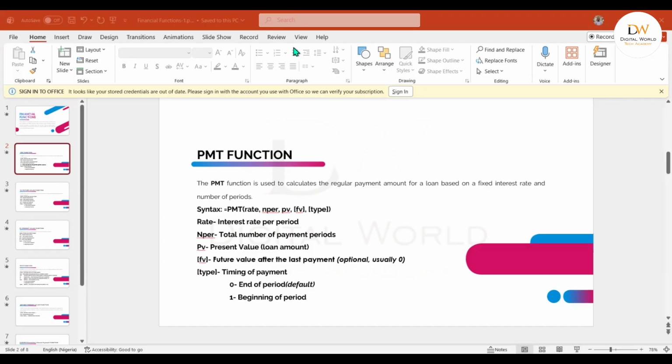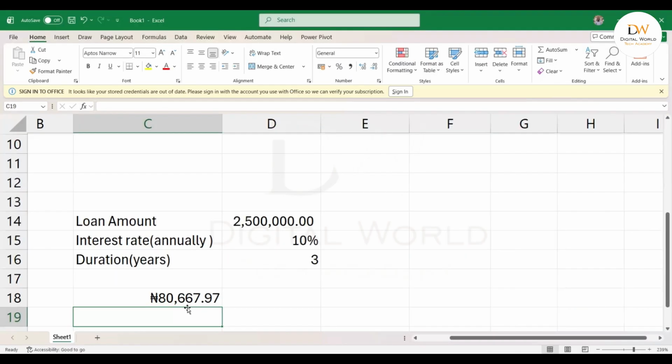In this video, we will learn how to use the PMT function in Excel to calculate loan repayment. The PMT function is used to calculate the regular payment amount for a loan based on a fixed interest rate and number of periods.